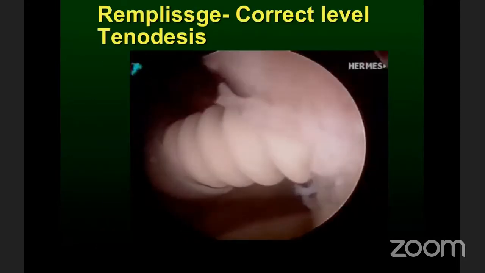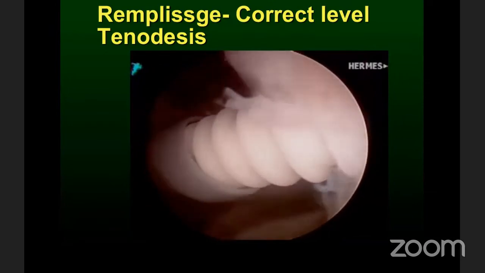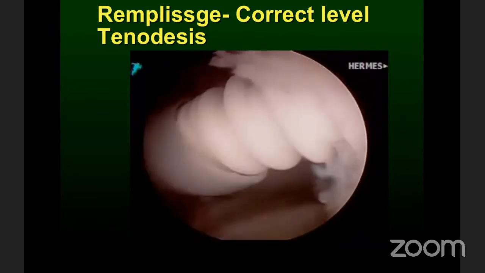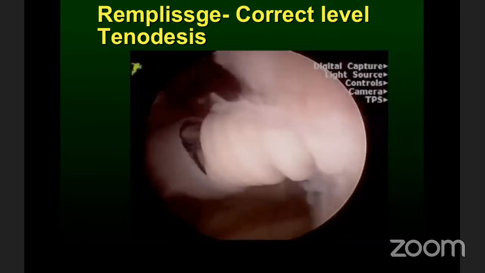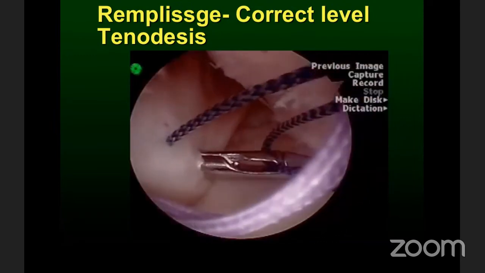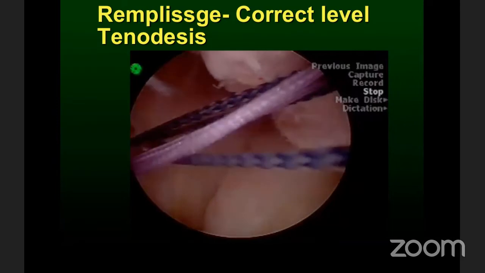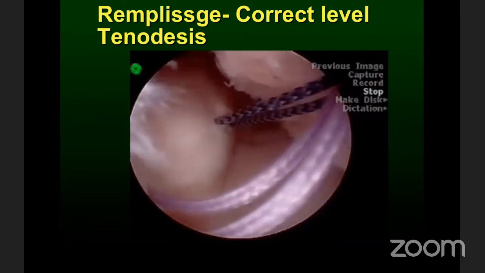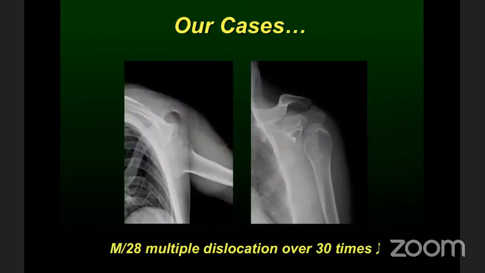What is important in Ramplissage is correct placement of the anchor. If you see, this is an incorrect position of the anchor on the glenoid, and this will lead to recurrence because it has been placed at an angle. Although you can do a very wonderful Ramplissage repair, it may not give you a very good result.